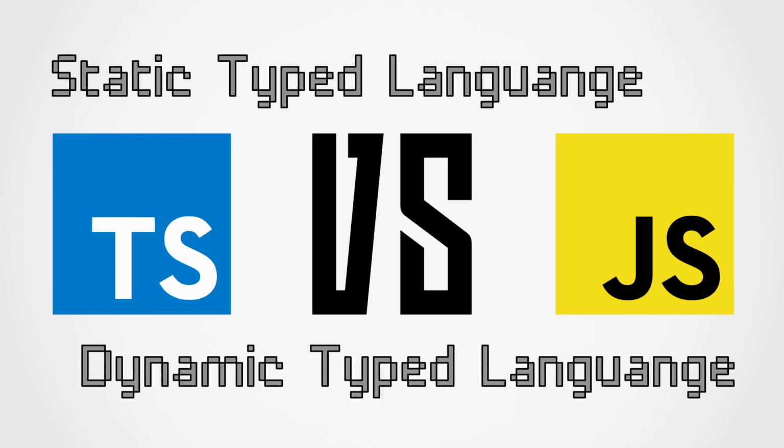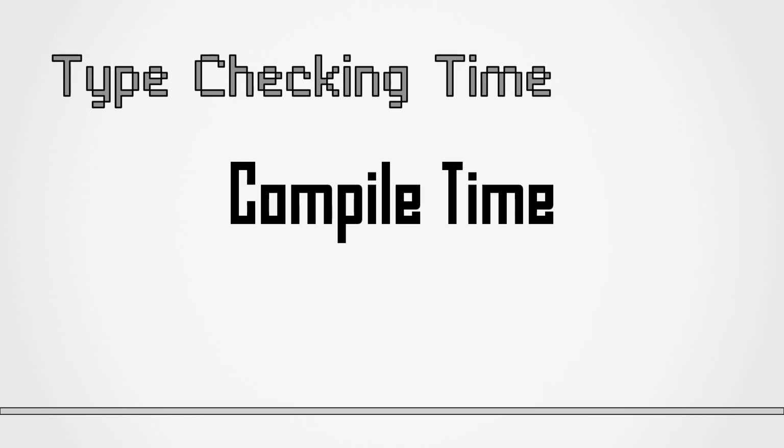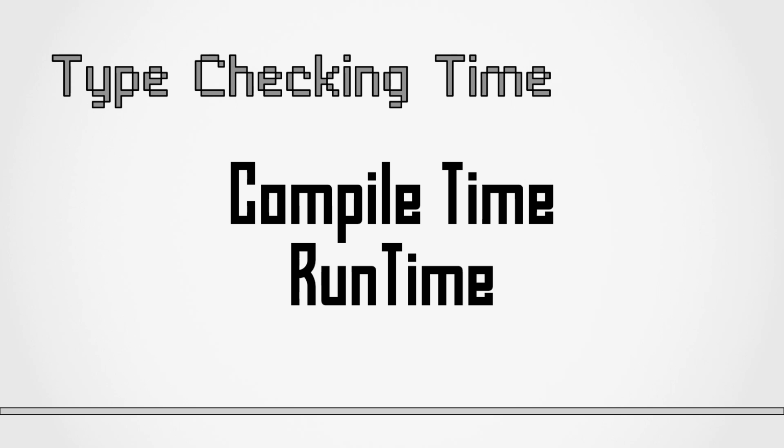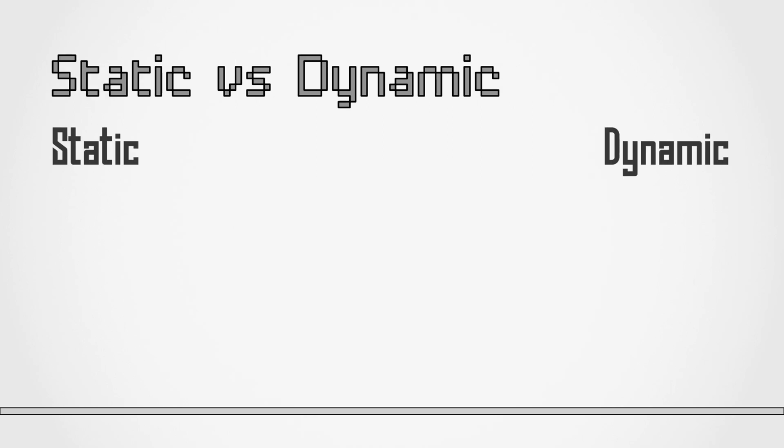The most important thing you must know is when the type checking happens in both kinds of languages. There are two type checking times: compile time, which can be when we type the code and also when we compile our code, and runtime, which is when our application is running and the code is accessed. Static type checks at compile time, and dynamic type checks at runtime.